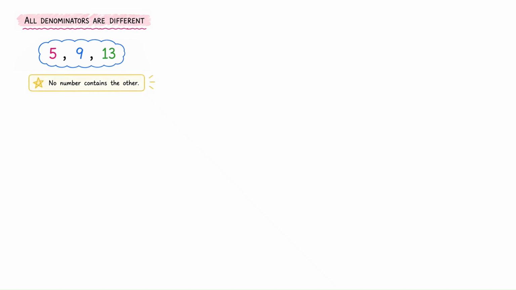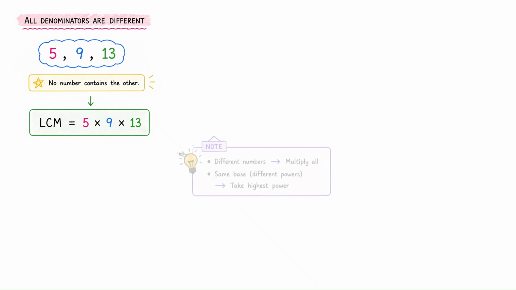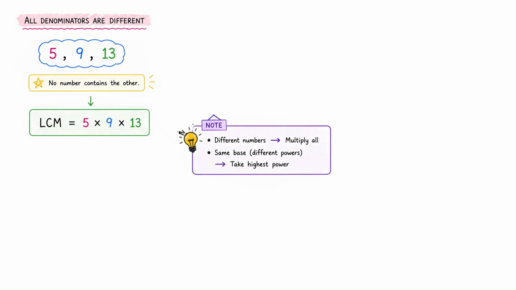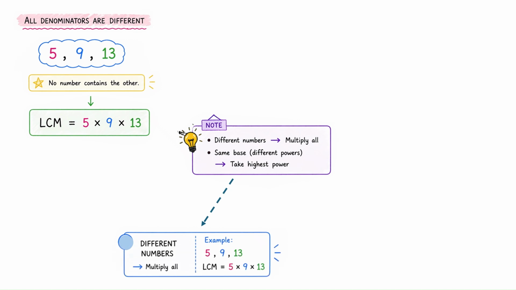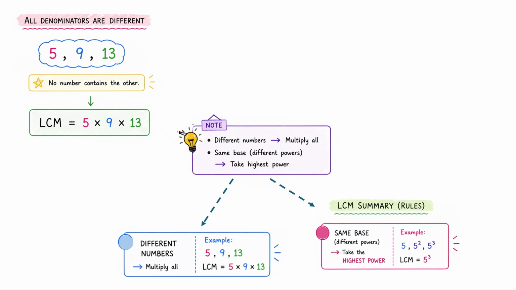Now let me give you one side note. Suppose the denominators are three completely different numbers: 5, 9, and 13. Here none of them are related. No number contains the other. So in such a case, the LCM is simply 5 into 9 into 13. That means when denominators are all different, we multiply them directly. But when same base appears with different powers, we keep only the highest power. This is the key difference.